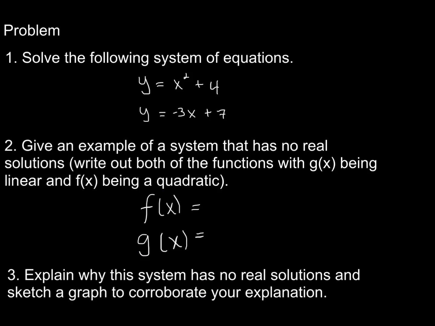Alright, so this problem has a couple of different parts. First, you're going to solve the following system of equations. y equals x squared plus 4 and y equals negative 3x plus 7. And then you're going to give an example of a system that has no real solutions. In other words, you're going to write out both of the functions, g of x and f of x, one being linear, one being quadratic, where they're going to have no real solutions when you solve them. And then 3, explain why the system has no real solutions and sketch a graph to corroborate your explanation. So make sure you go through and answer all 3 of these. If you need a little help understanding where to start, go back, take a look at our example, go through the notes again, but make sure that you are answering all three of these.